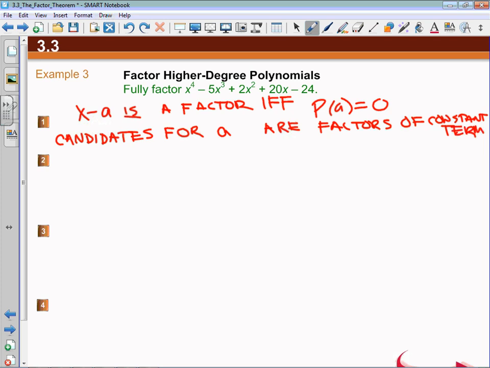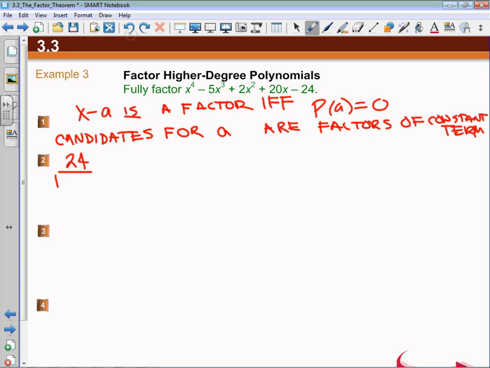So for this particular polynomial, the constant term is 24. I know it's negative 24, but you don't need to worry about that negative because we're going to check the positive and negative of each factor anyway. So I am going to put the number 24 here. And then what we could do is check positive 1 and negative 1.